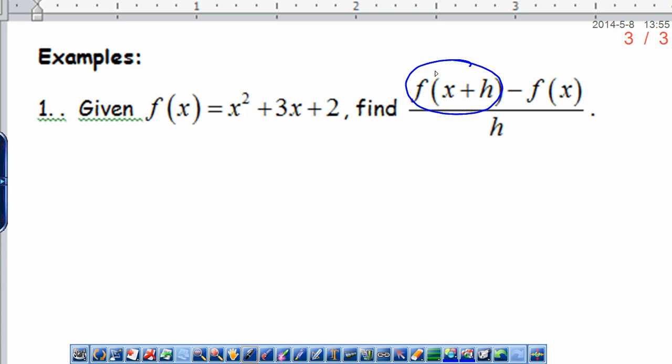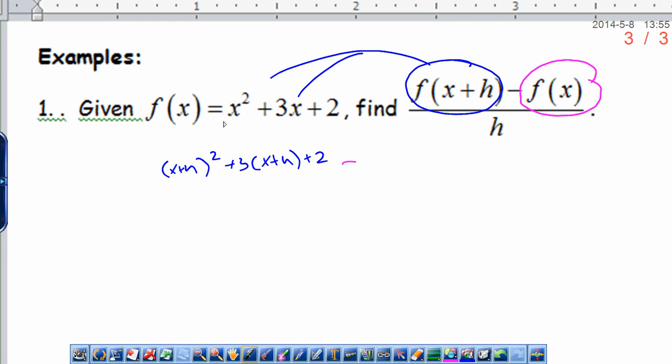So the first thing, we're going to take x plus h and we're going to put it in every time we see an x. So this is going to be (x plus h) squared plus 3 times (x plus h) plus 2. Then the next part, we're just going to subtract f of x. We already know that's f of x, so x squared plus 3x plus 2. And then all over h.